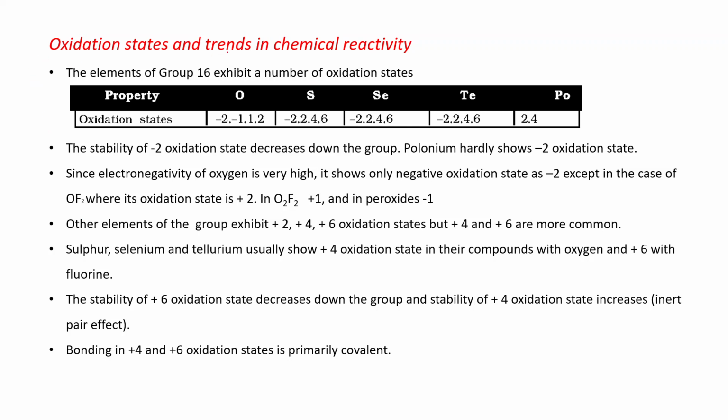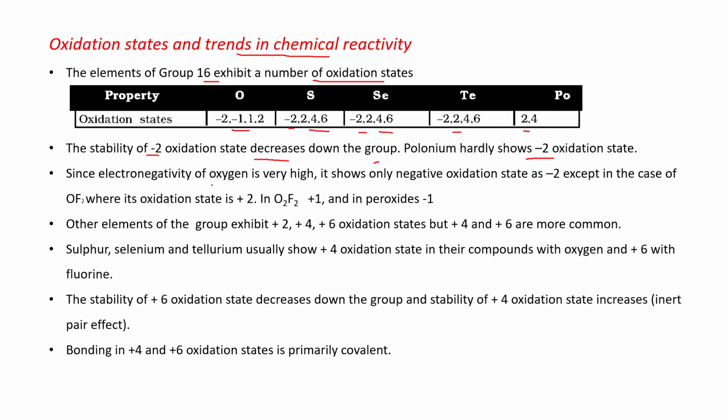Oxidation states and trends in chemical reactivity. The elements of group 16 exhibit a number of oxidation states. You can say oxygen: -2, -1, +1 and +2; sulfur: -2, +2, +4, +6; selenium: -2, +2, +4, +6; tellurium: -2, +2, +4, +6; but polonium only +2, +4. The stability of the -2 oxidation state decreases down the group. Polonium hardly shows the -2 oxidation state. As we discussed, from top to bottom the metallic character increases and generally metals do not show any negative oxidation state.